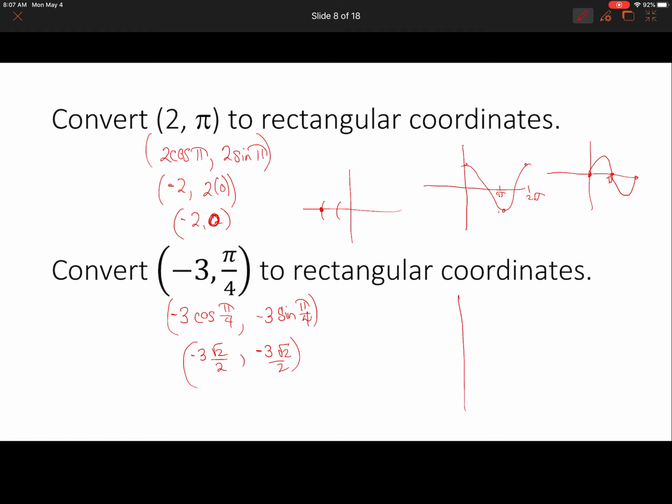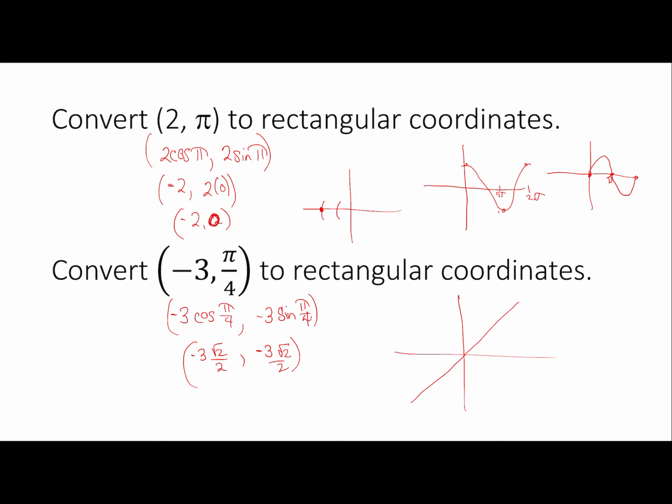Let's check and see if that makes sense. If I sketch this, I'm going pi over 4 out. However, I have to cross the pole and go 3 in the opposite direction, so 3 arcs away. Does that make sense that that could be negative 3 square root of 2 over 2, negative 3 square root of 2 over 2? Absolutely.